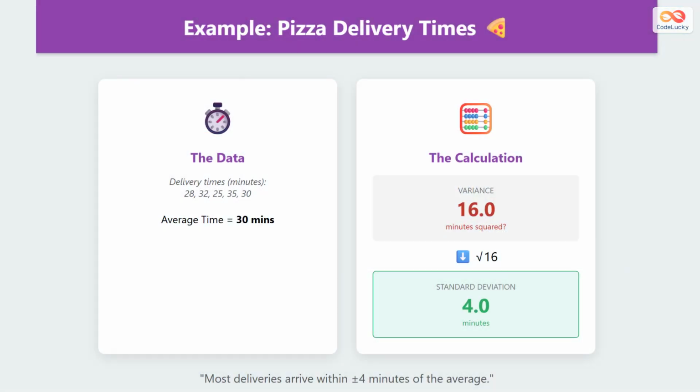Let's look at a real example with pizza delivery times. Suppose we have 5 deliveries averaging 30 minutes. If we calculate the spread using variance, we get 16 minutes squared. That number 16 doesn't make much intuitive sense. But if we take the square root of 16, we get 4. This represents the standard deviation. Now we can say, most pizzas arrive within plus or minus 4 minutes of the average. That is a statement anyone can understand.